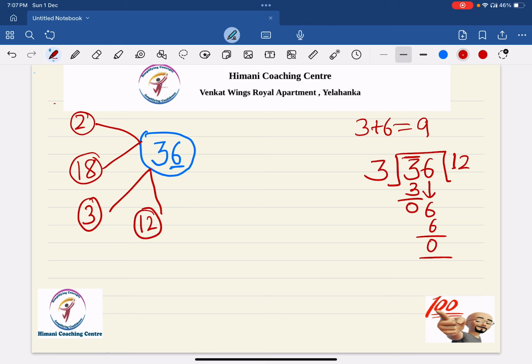Kids, remember, if I have to divide 36 by 12, I will get the answer as 3 only. See, 3 times 12 is 36. So 12 times 3 would be 36 and remainder would be 0.